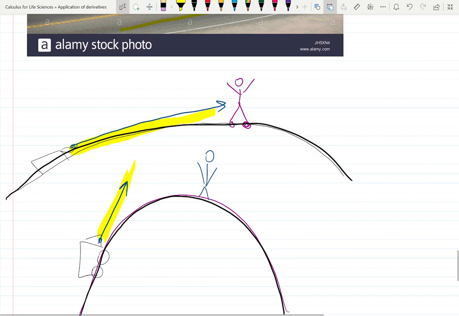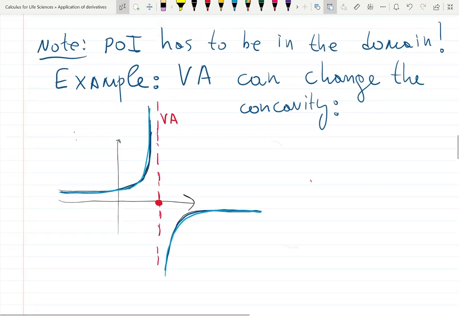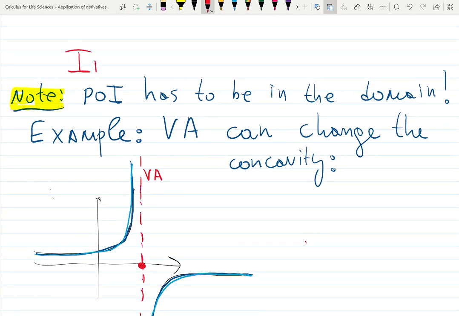The last thing I wanted to say, and we can actually go. Please copy this. The point of inflection, note, last thing to say. The point of inflection, POI, I keep calling it POI, but you should know it's inflection point, it's the same thing. Books did not agree how to call it, so whatever. Which one do you like more? Inflection point or point of inflection? Inflection point has to be in the domain of the original function f, of original f of x.